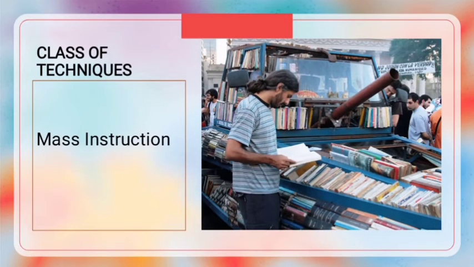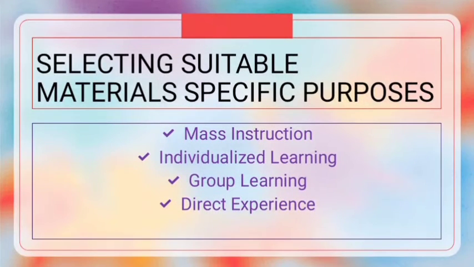Next is mass instruction. Examples of these are conventional lectures and expository lessons, television and radio broadcasts, and films. The role of the teacher, instructor, or trainer is the traditional expository role and controller of the instruction process. And those are the classes of techniques. Now, let's proceed to selecting suitable materials for specific purposes.